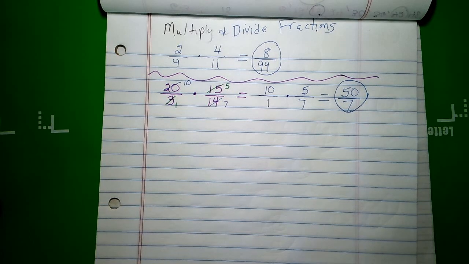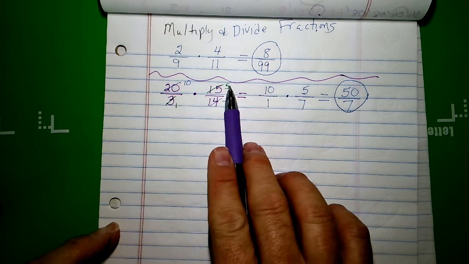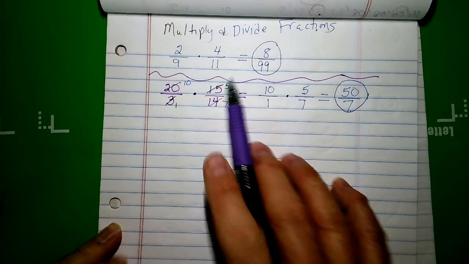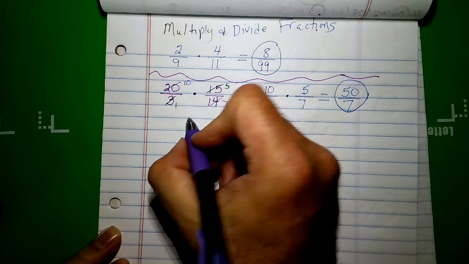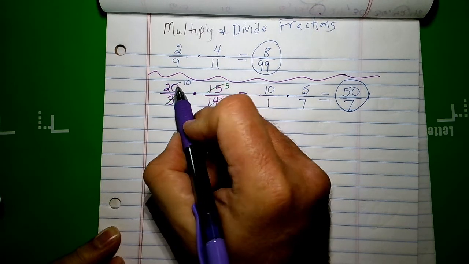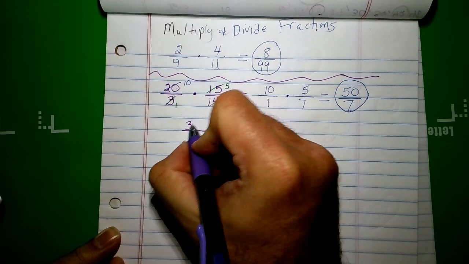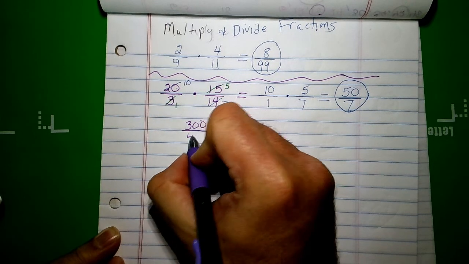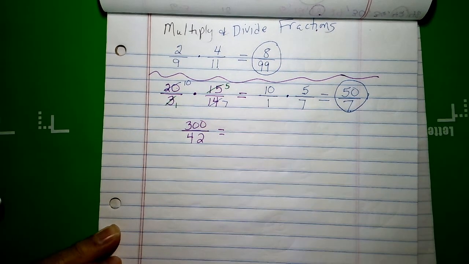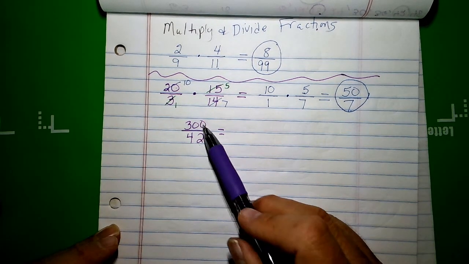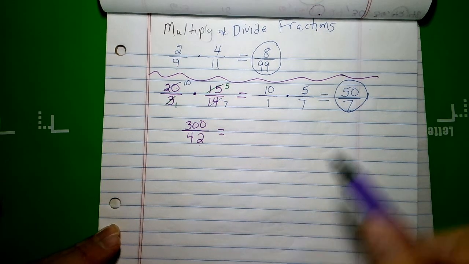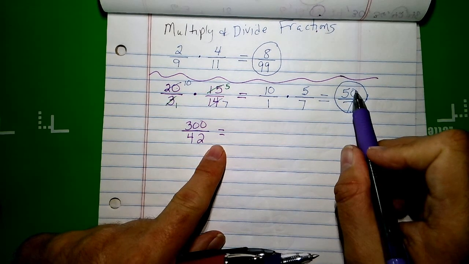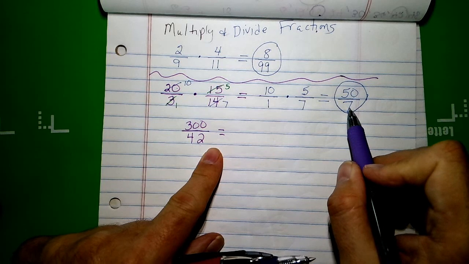Now, what about dividing fractions? Remember, though, with multiplication, you can do this cross multiply. Okay? And if you don't like that, again, you could have just multiplied straight across. You would have had a 300 over 42. And you can think, okay, divide above and below by 6. That would get you the 50 over 7.